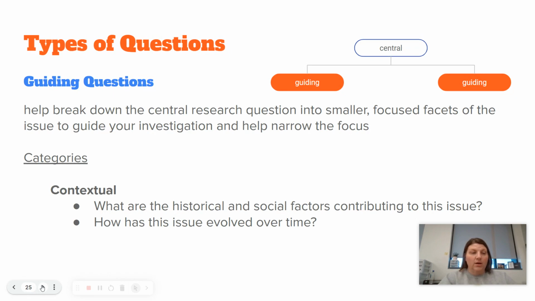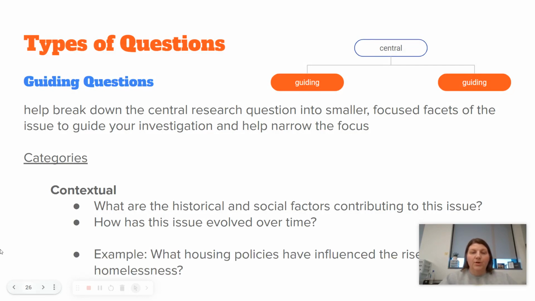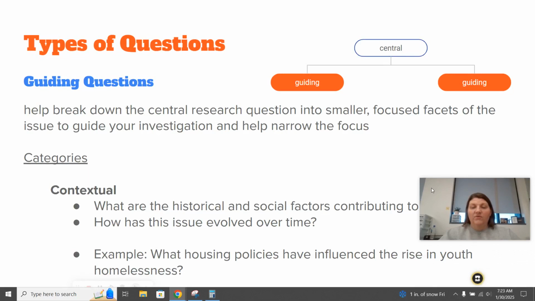So when did it start? How did it start? Who's affected? How has that changed over time? An example could be, what housing policies have influenced the rise in youth homelessness?